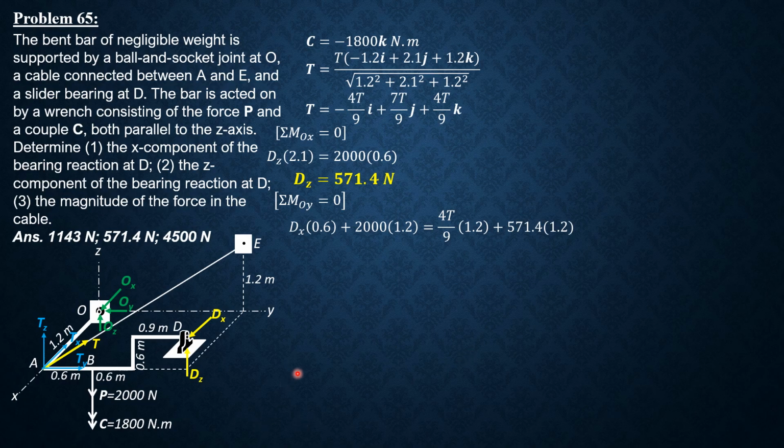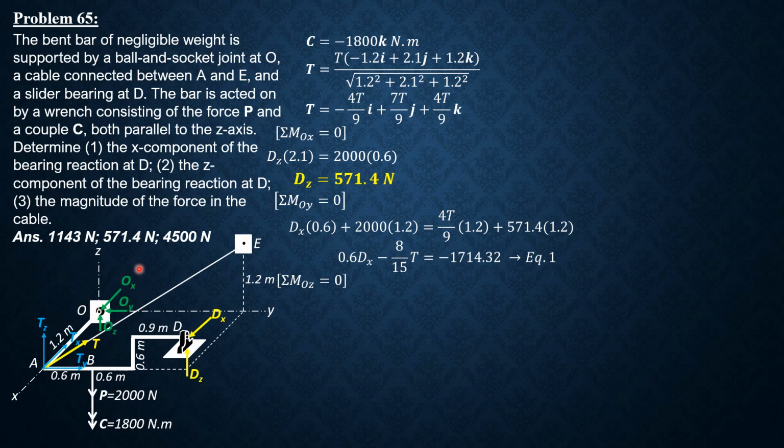So simplifying, we have 0.6 dx minus 8 over 15 T equals negative 1714.32. So we will call that equation 1. Next is summation moment about OZ equals 0, so that all these component reactions that are not involved. So your right thumb towards the positive z-axis, so the curling of your fingers would be this. So this is the positive sense of moment.